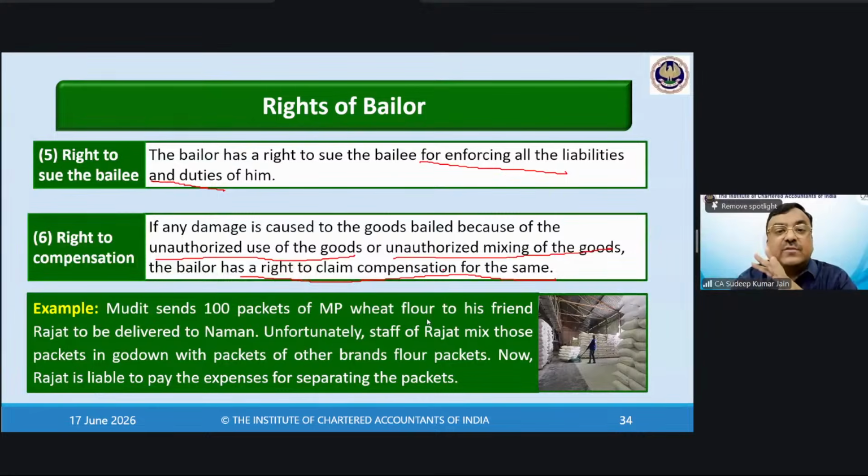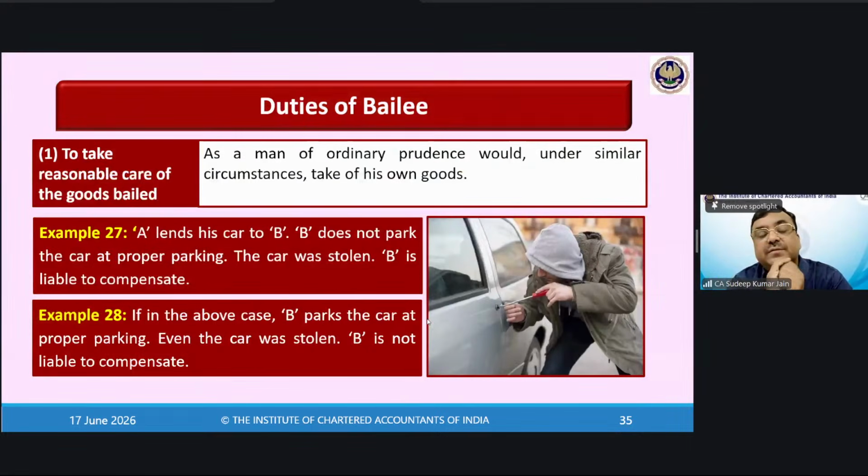These were the rights of bailor. Now the time to discuss the duties of bailee. Duties of bailee are the rights of bailor. To take reasonable care of the goods bailed. What an ordinary man does with his own goods.